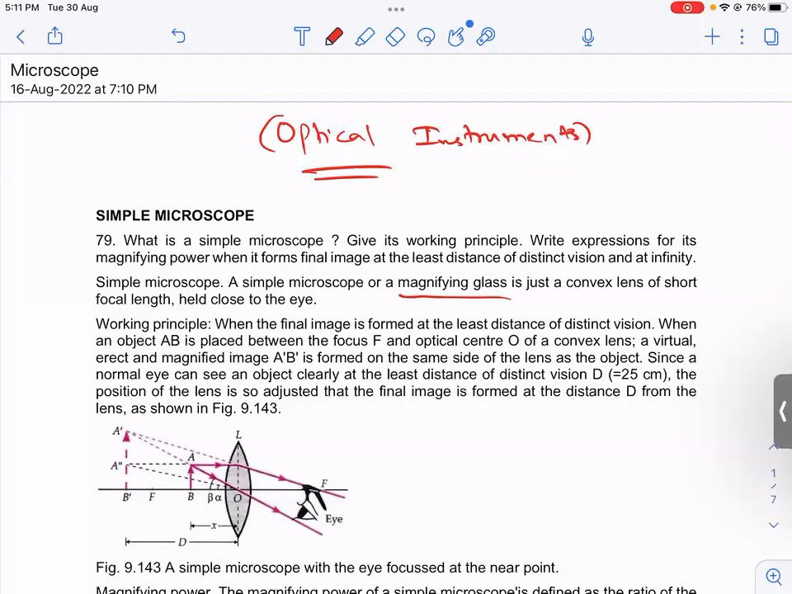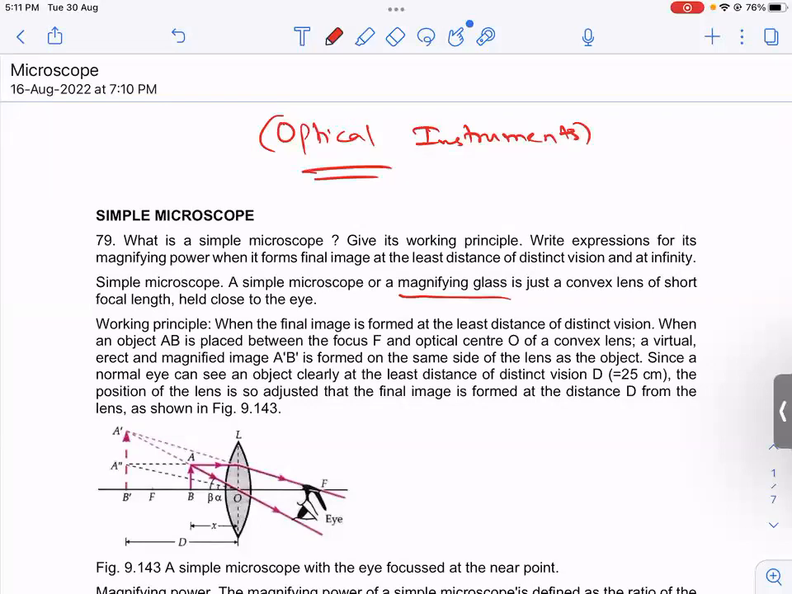Concave lens always forms a virtual image, no doubt in that, but it always forms a diminished one. So there is only one optical instrument which can generate a magnified and virtual image. What is it? It is a convex lens. Where do you need to place the object for that? You need to place it between the optical center and the focus. But here the question is, why do we need a convex lens of short focal length? Why can't we use a large focus?